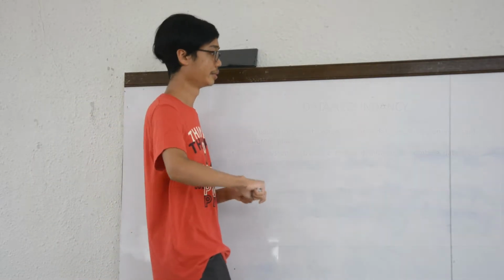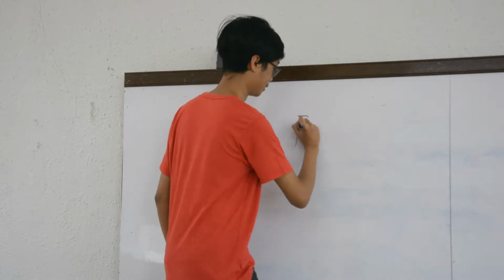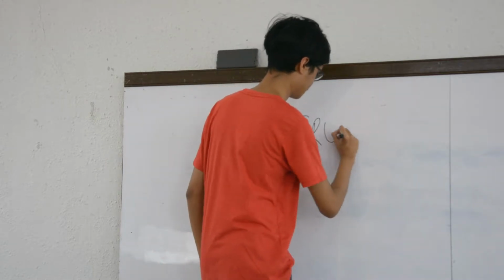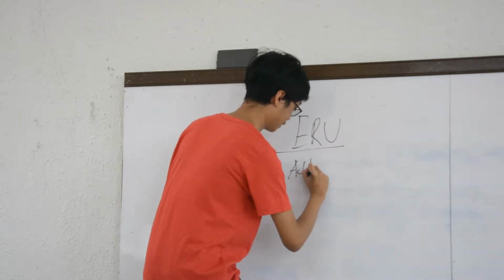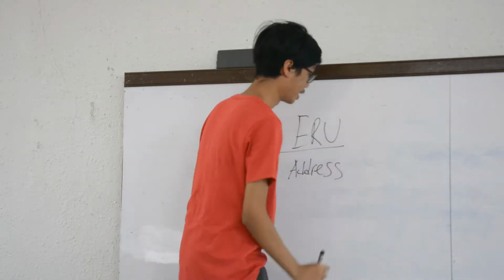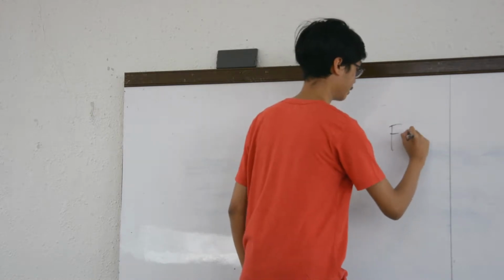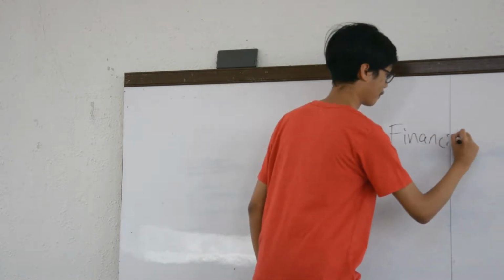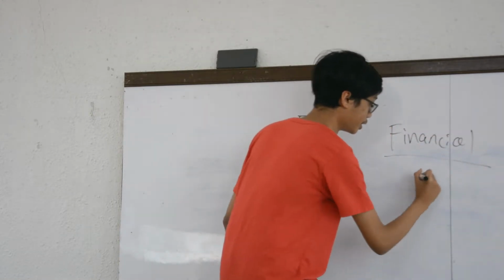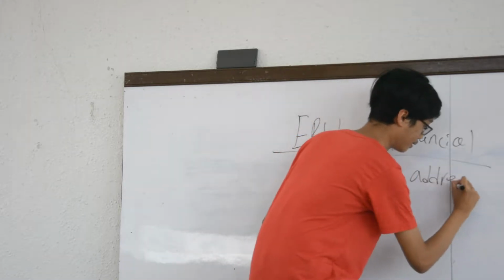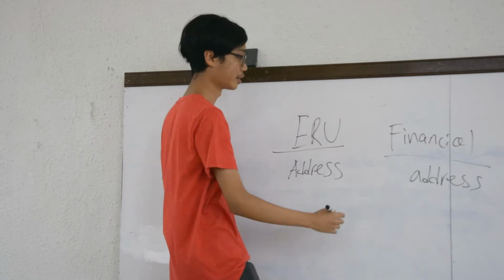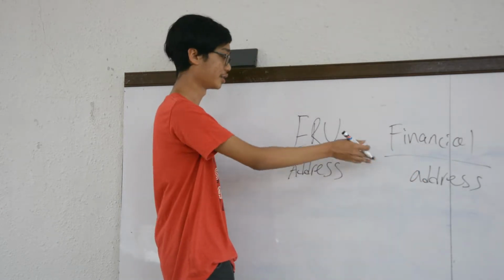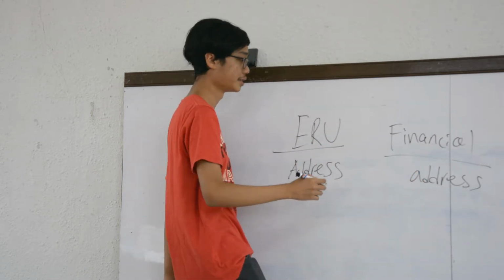First, we have the ERU, which has the student address, and the financial, which also has the student address. This is what we call data redundancy, because financial doesn't really need the student address, but the ERU needs it.